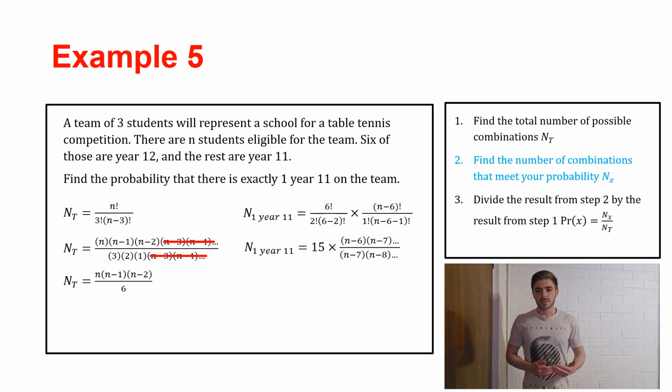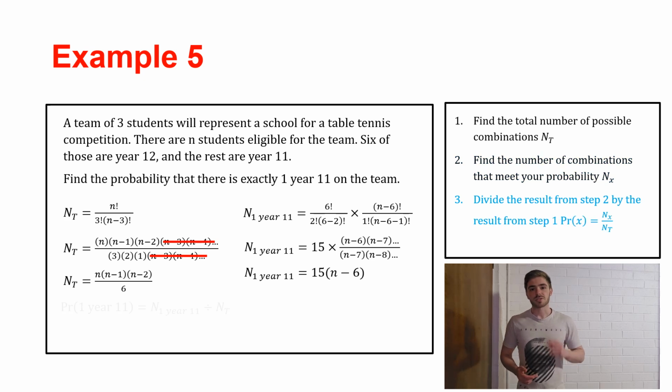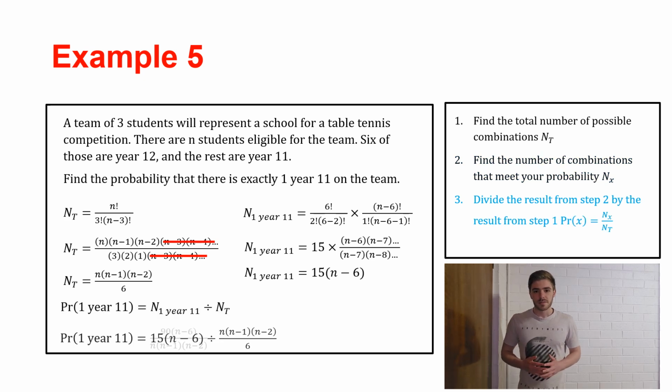All we're going to do from here is simplify that expression down until it's a little bit nicer to work with. Then, to find our total probability, we're just going to divide the 2 terms together. This is really all we can do with it for now, since there's no numerical way to solve for n.